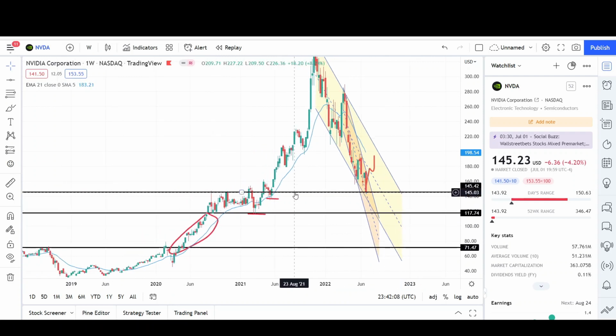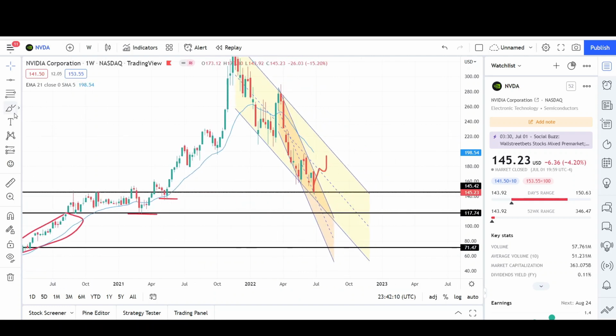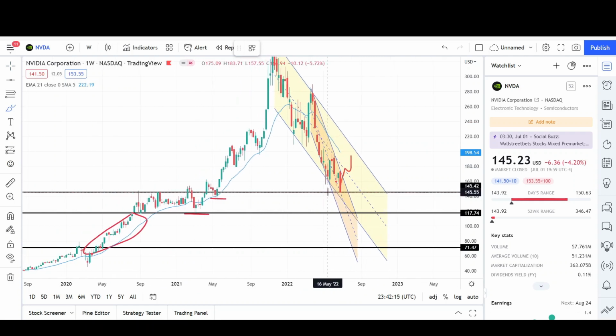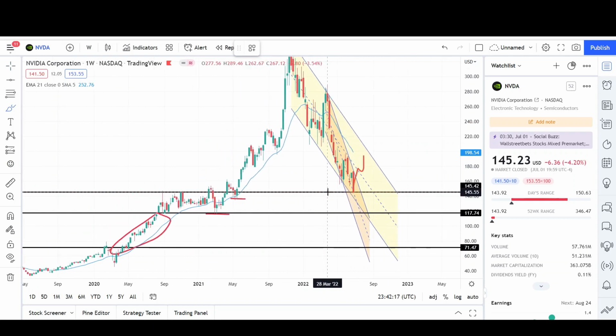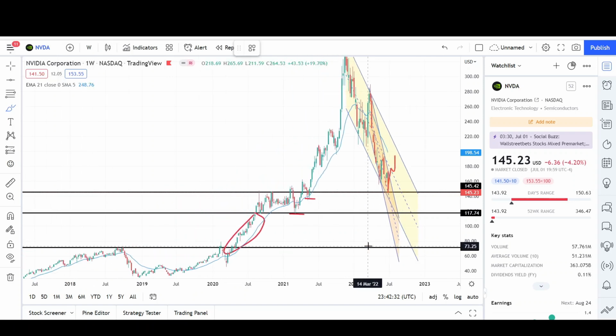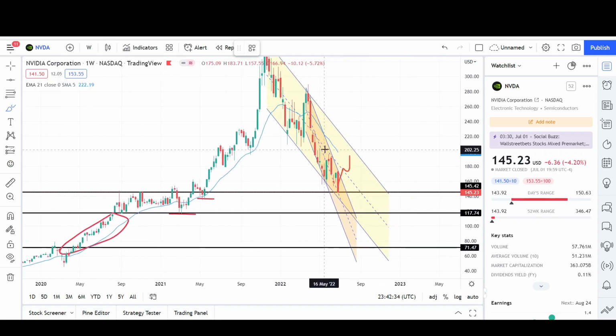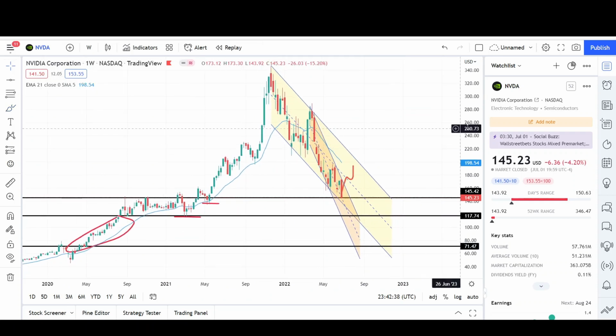So again, we have this 145 level first that we got to break. Right now we are at it, but I think we're going to break it. I still think the downtrend will continue for numerous stocks throughout the year. So it looks like we're going to be breaking this level. Do I think the 117 level is going to hold? Probably not, but we'll have to wait and see. And that's if we get there, which I think we will. If we break that, we're probably going to be trading down to the $73 level. So that's everything I have for NVIDIA. I'll give you guys an update whenever I get a chance.